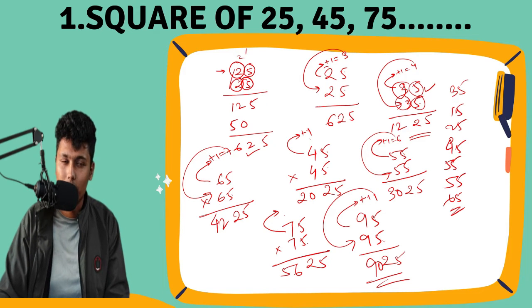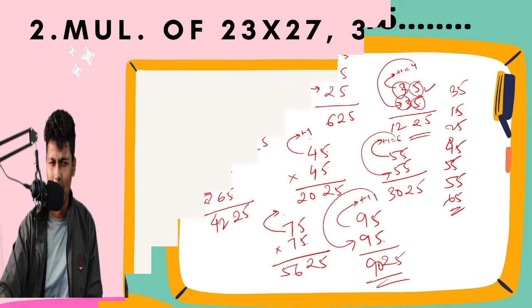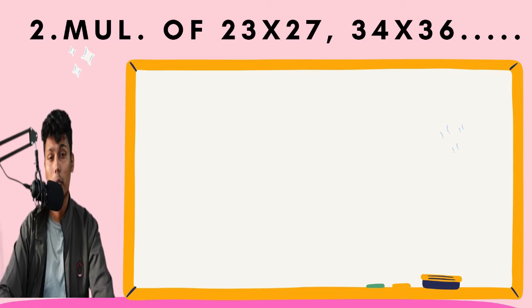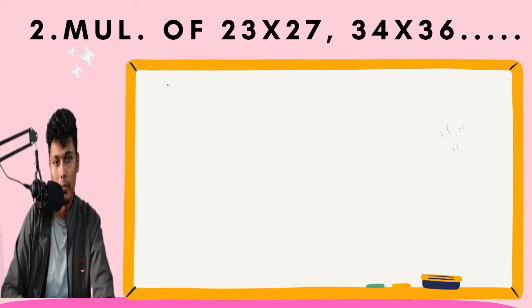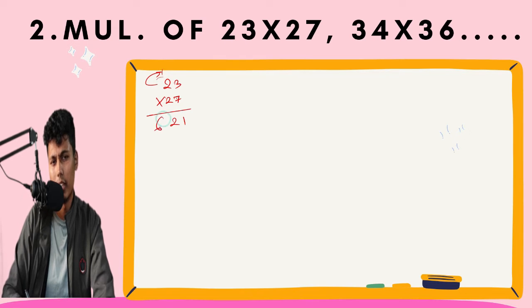Now let us go to technique number 2, multiplication of numbers like 23 into 27, 34 into 36. The trick is the same. 23 into 27. Same thing, 7 threes are 21. 2 plus 1, which will be 3, 3 twos are 6. So let me do 24 into 26. 6 fours are 24. 2 plus 1, which will be 3.